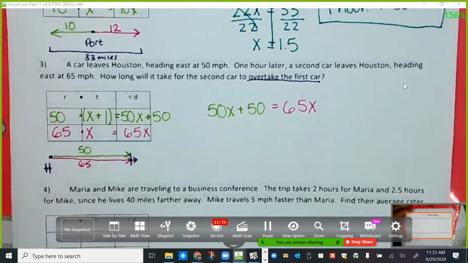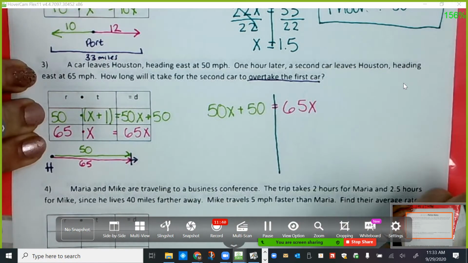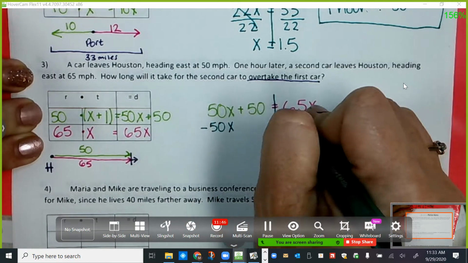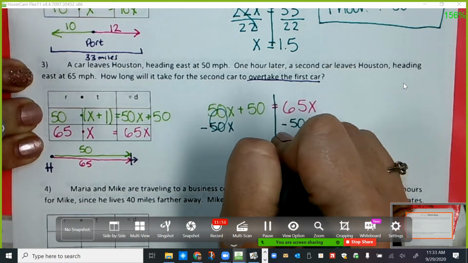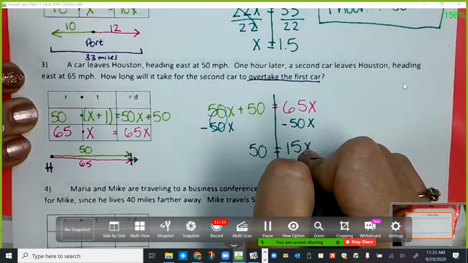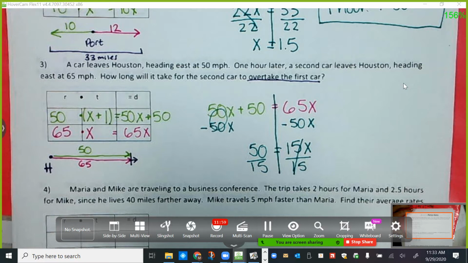Okay, so knowing that, let's solve. What do we do to solve this one? We get rid of 50 by minus 50. This cancels, and I get 50 equals 15x. And then divide by 15. Divide both sides by 15. 3.33. And so on. What is that?